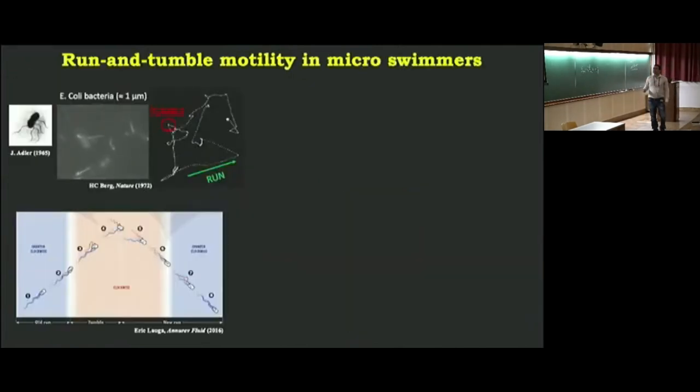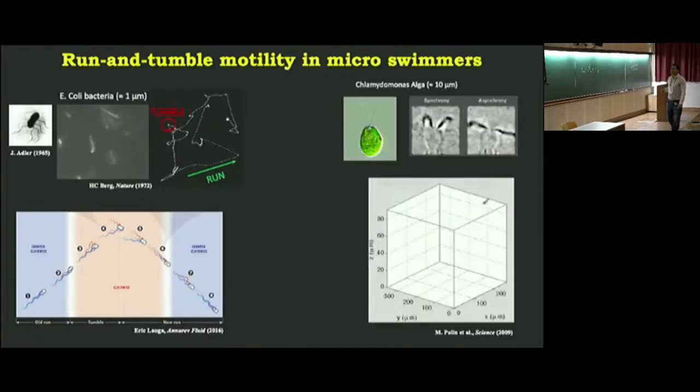Run and tumble motility is very common in these microorganisms, and it started with very beautiful experiments done by Howard Berg many years ago. It's an E. coli bacterium which has many hair-like active filaments, rotating counterclockwise. Every time one filament undergoes a clockwise rotation, the bacterium tumbles. So it is running in a straight line, and suddenly it undergoes a tumbling motion.